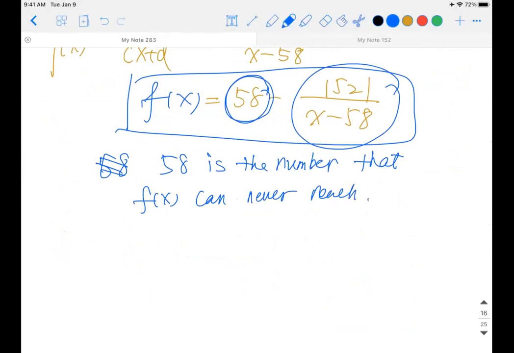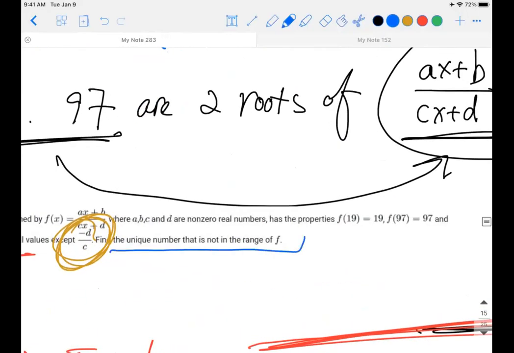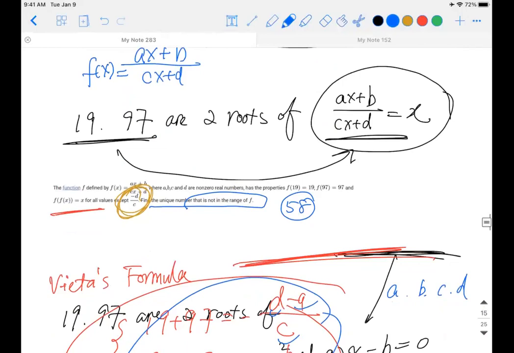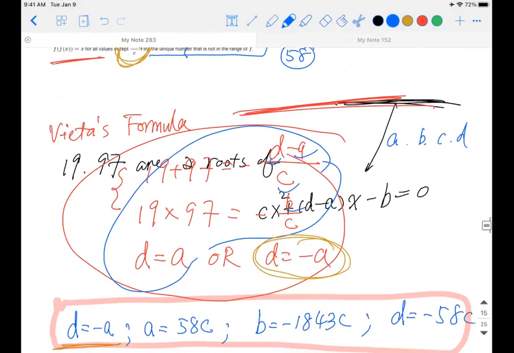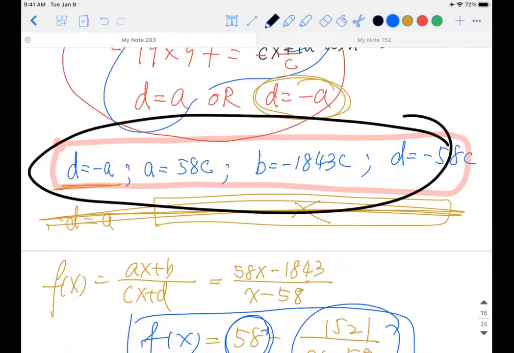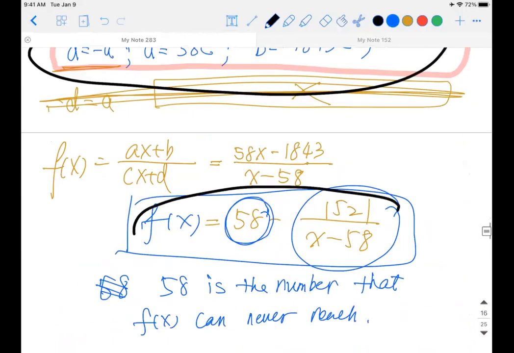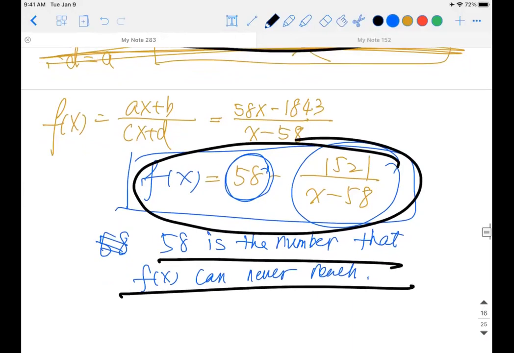Okay, what is the question asking you for? The question asks you to find out the unique number which is not in the range of f(x), aka this is your 58. So far, so good? I think it's quite understandable, right? So you just try to do this composite function using the Vieta's formula a little bit, find out the relationship between a, b, c, d, and from there, you will get the expression of f(x). And then you can get, okay, f(x) can never reach this 58. And that is the number f(x) cannot take.